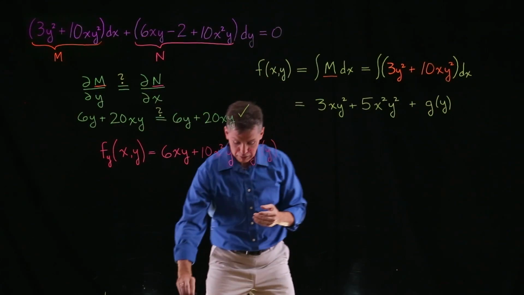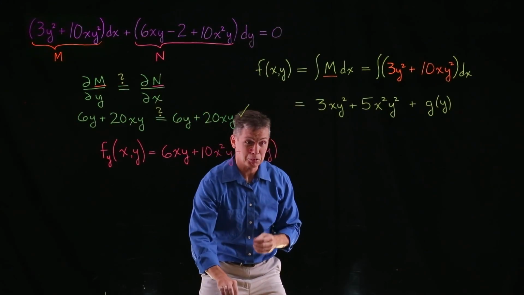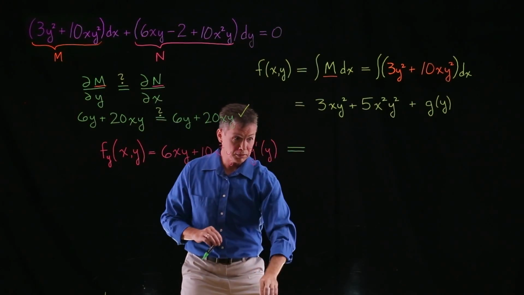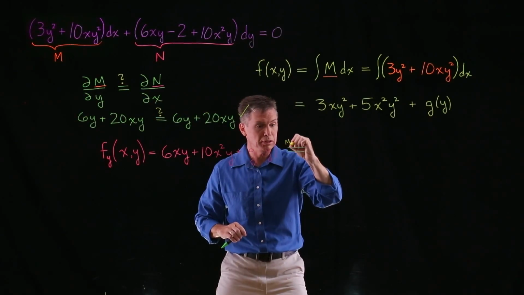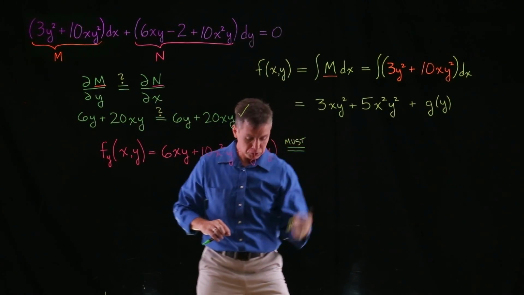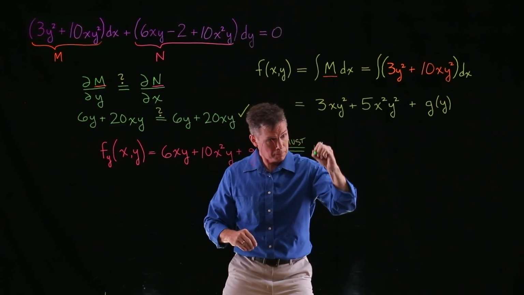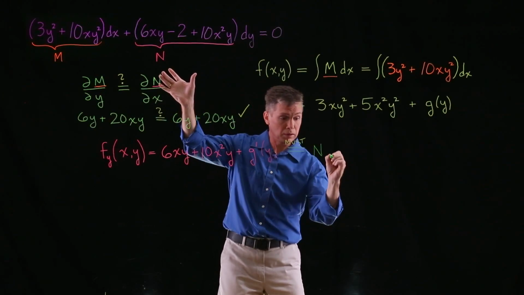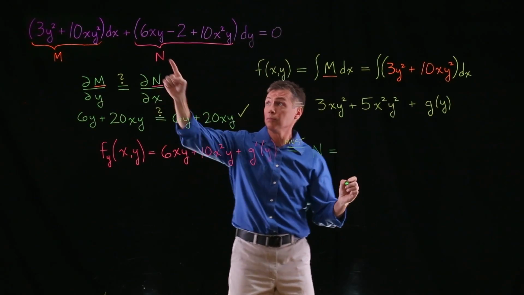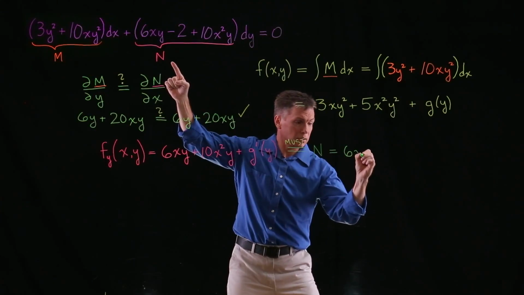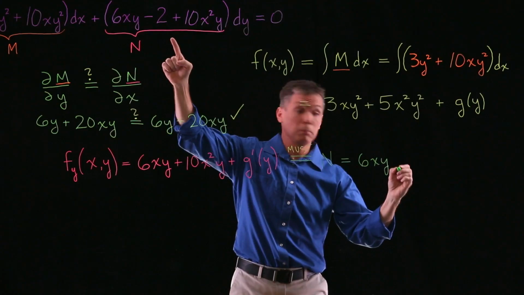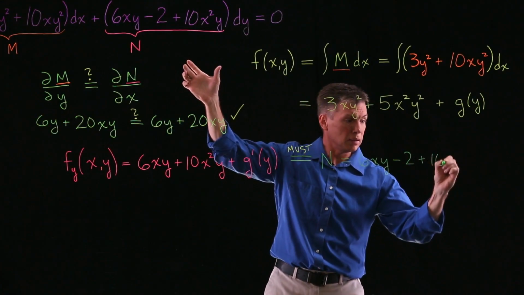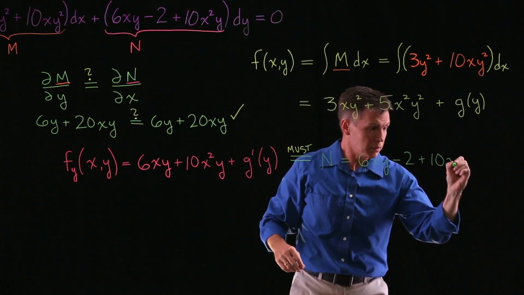What's the significance of that? Well, I'll switch colors again, go to green. This is the significance, very important significance. This must equal n. And n was our expression up here to begin with. Okay, so that must equal my 6xy minus 2 plus 10x squared y.